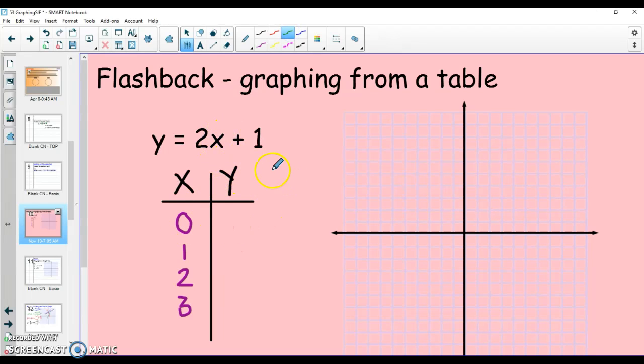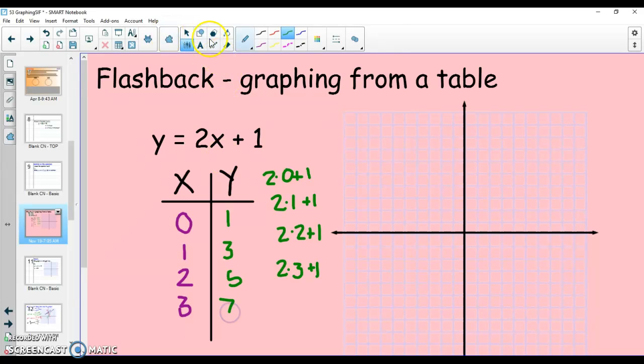Well, when x is 0, I would do 2 times 0 plus 1. Well, 2 times 0 is 0, and 0 plus 1 is going to get me 1. Here, I have 2 times 1 plus 1. 2 times 1 is 2, plus 1 is going to get me 3. Next, when x is 2, I have 2 times 2 plus 1. That will get you 5. And then I have 2 times 3 plus 1. That will get you 7.